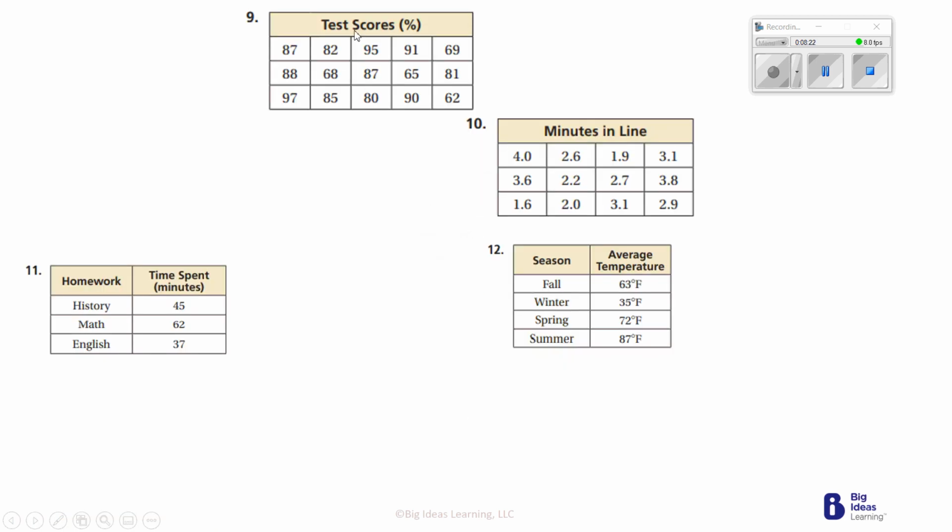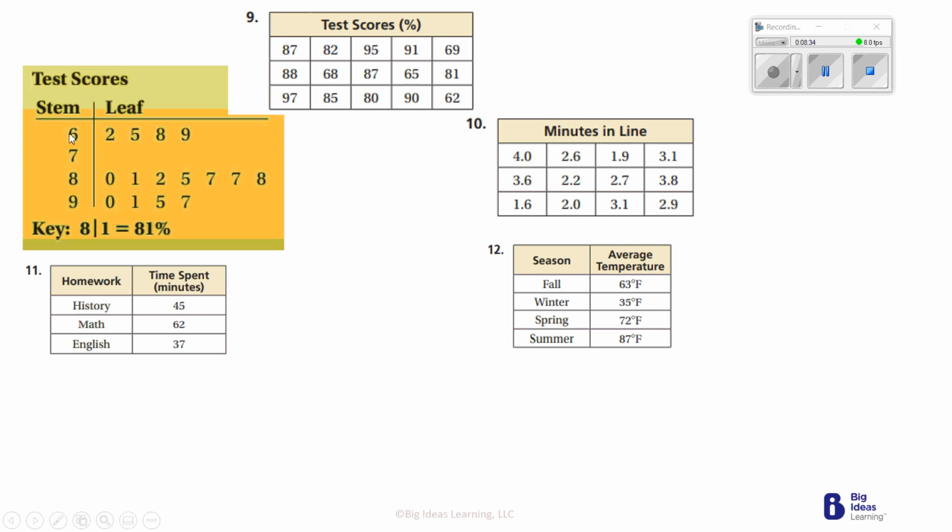Number 9 says test scores. If I'm looking at test scores for these, I'm thinking, could we use that same one? We could. We could take 6, right? And we could make it 62, 65, 68, and 69. Okay? For 7s, we don't have any 7s, so we would just put 7 there with nothing next to it. For 8s, we would put 80, 81, 82, 85, 87, 87, 88.